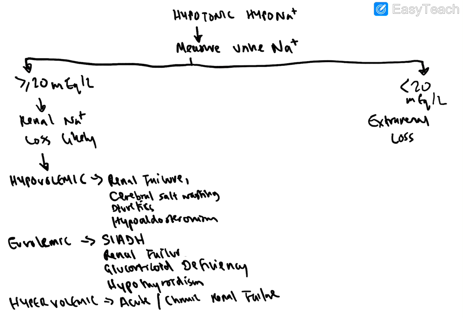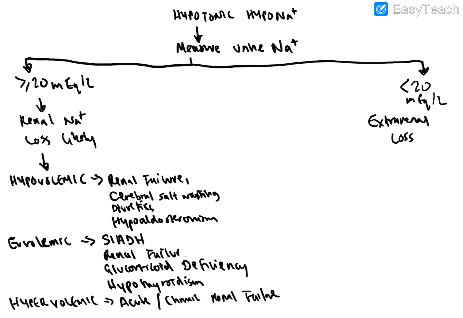Now, this is to do with your renal losses of sodium. You'd see hypovolemic, euvolemic, and hypervolemic causes, and accordingly, you would get your conditions that you can easily classify. So just to review, causes of hypovolemic, hypotonic hyponatremia would be renal failure, cerebral salt wasting, diuretics, and hypoaldosteronism.